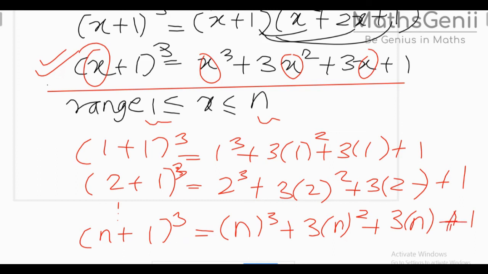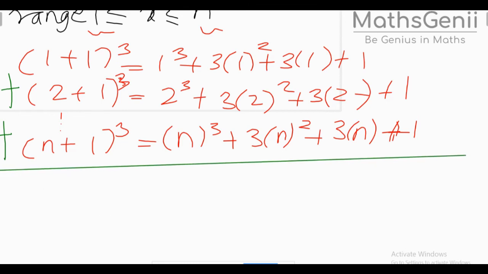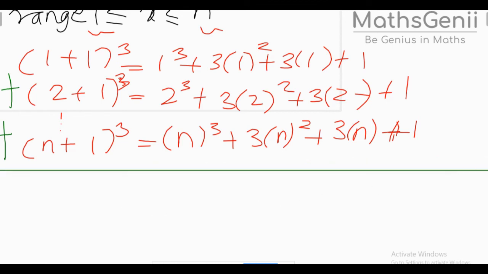I have this ready. Now look at this step. If we add up each separately, what we are going to do is add all of this separately. Now you will have to stay with me with full attention.